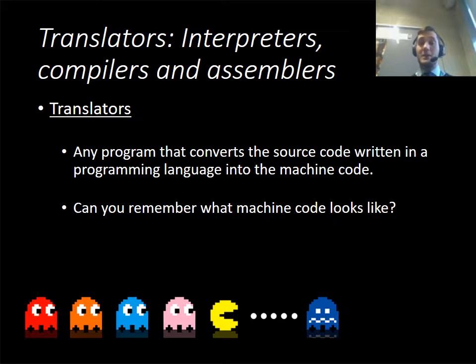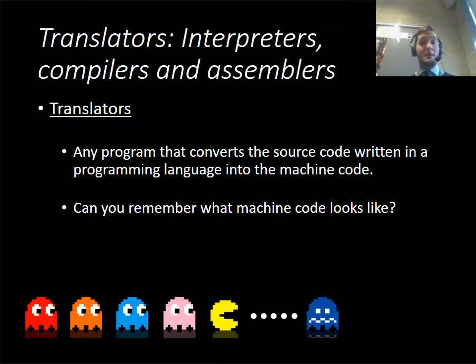Now, the next thing we're going to talk about is translators, interpreters, compilers, and assemblers. They are the kind of building blocks to a program, if you like. Any program that you write, any of the source code, so if you're typing print hello world, it is needed to be put into machine code so that the computer can actually understand it.